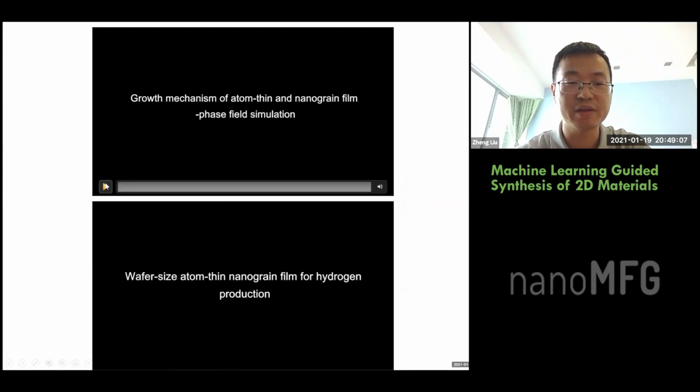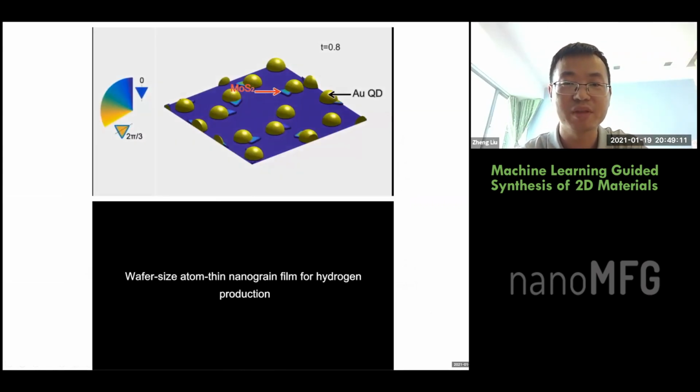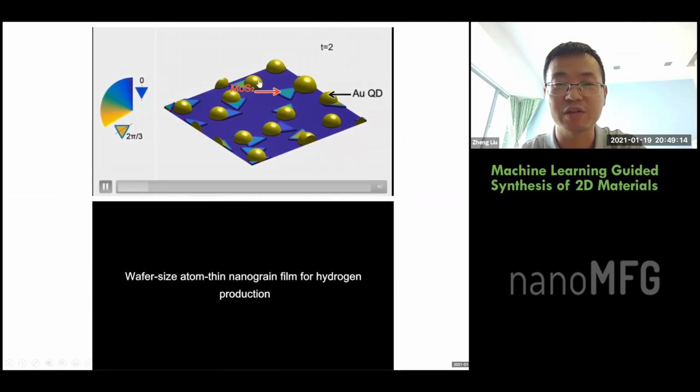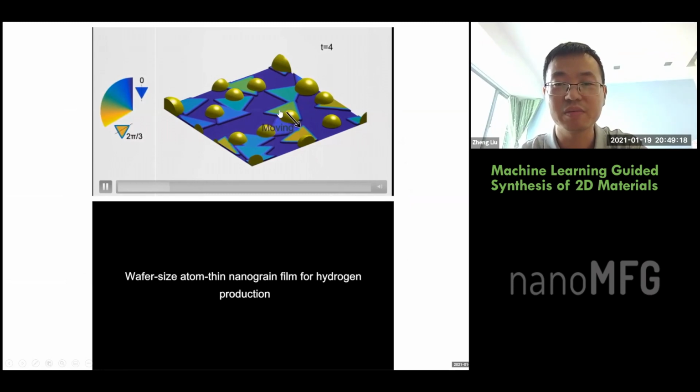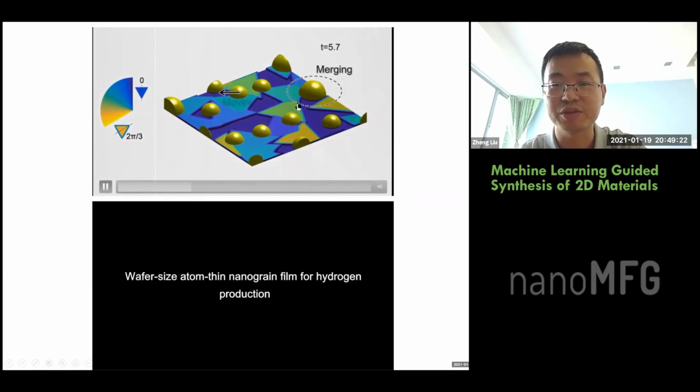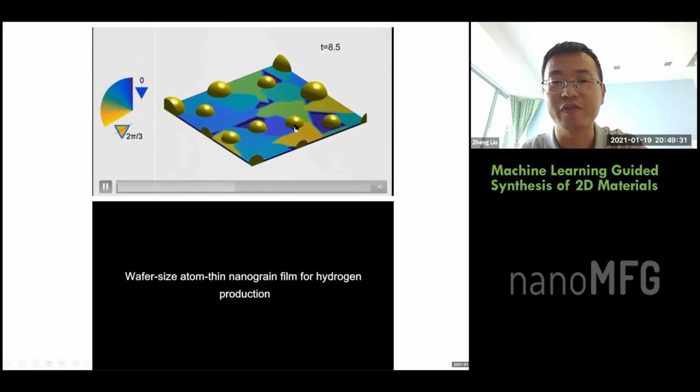I think here the video will show the picture clearly. Initially, we have a lot of nuclei, right? And the molybdenum sulfide is growing bigger and bigger and pushes the gold to the edges. And once the molybdenum sulfide meets together, the gold will zip the edges, forming the grain boundaries.